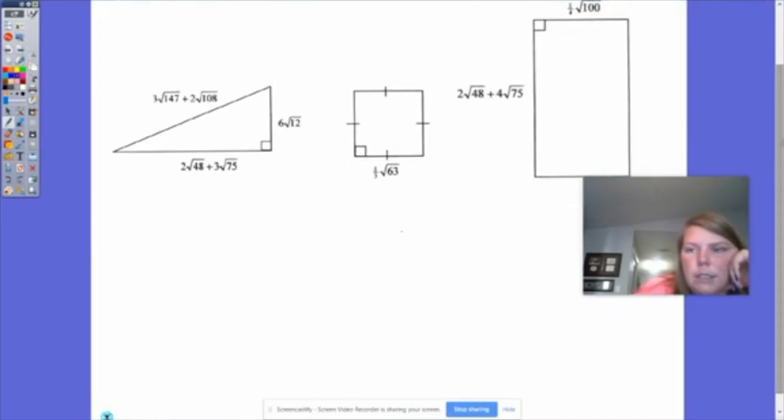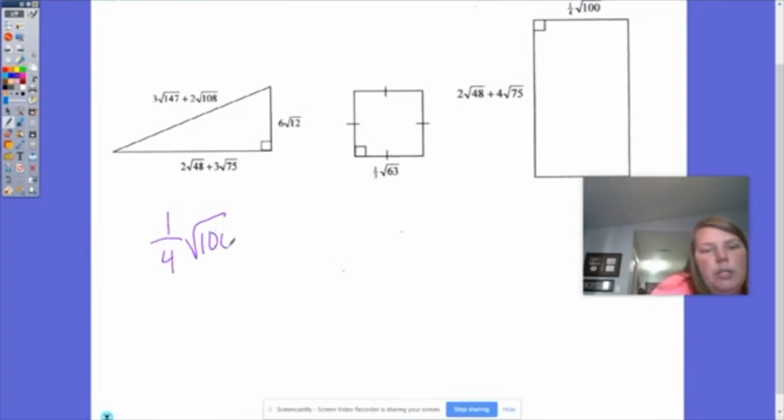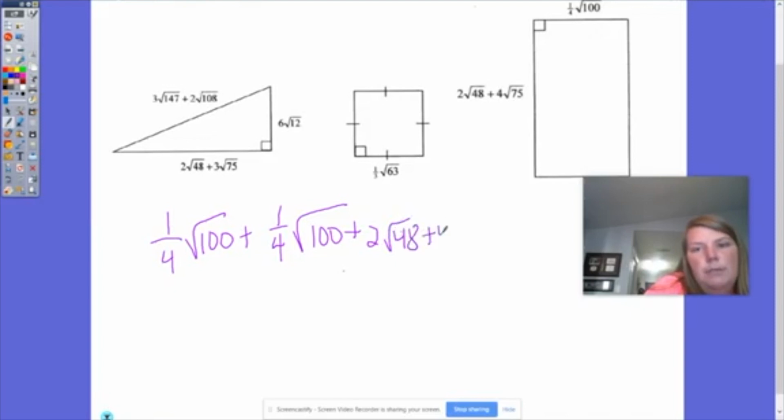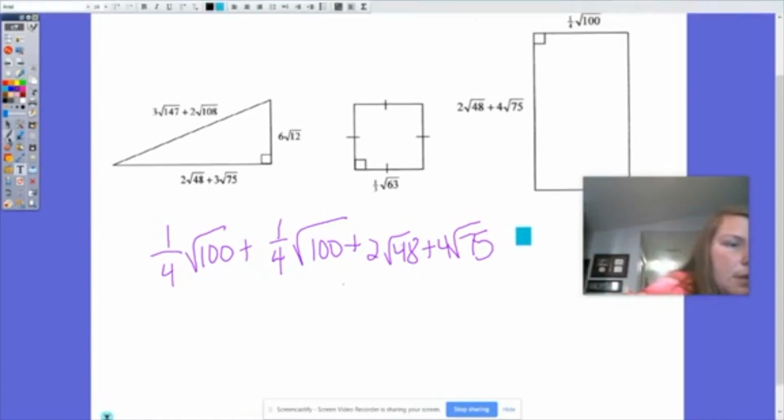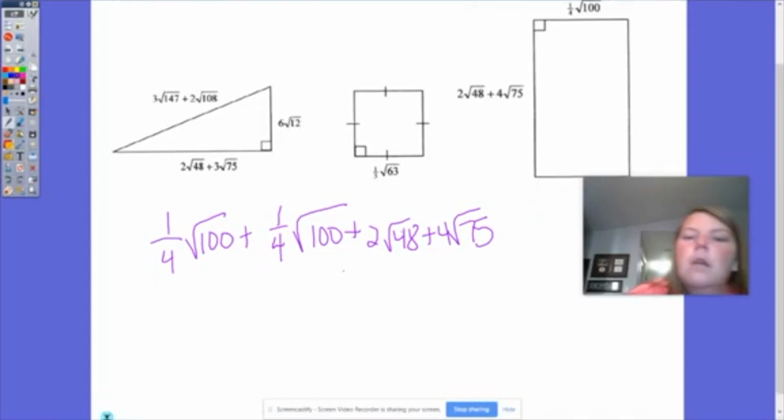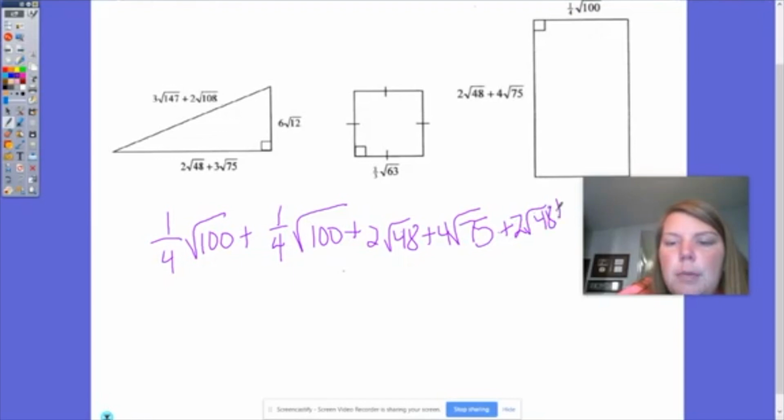So right now, this rectangle has one side that is 1/4 times the square root of 100. And remember, we have 2 of those. Plus this. So 2 square root of 48 plus 4 square root of 75. We actually need another one of those. Let me see if I can fit it on my thing. Plus 2 square root of 48 plus 4 square root of 75.